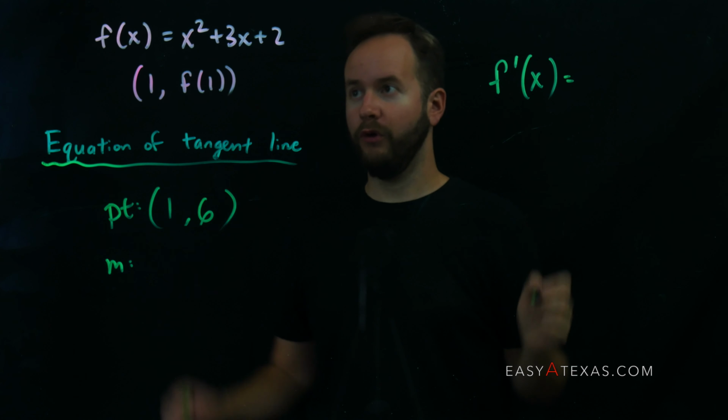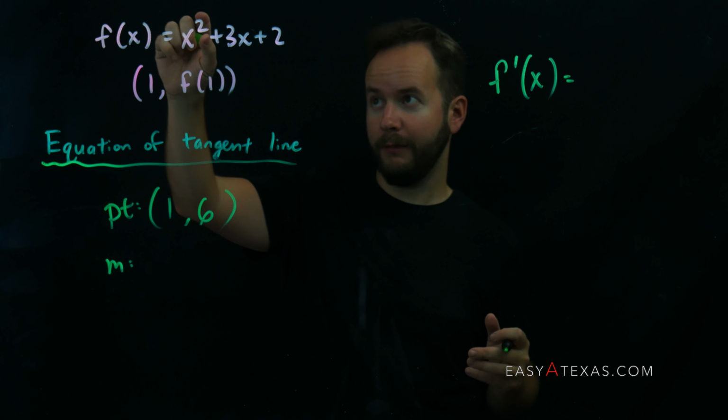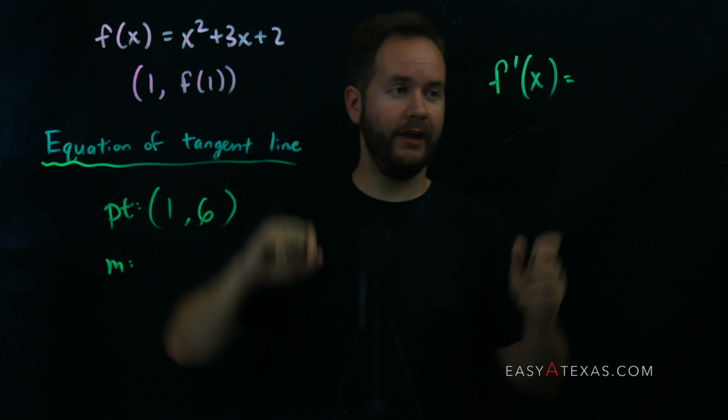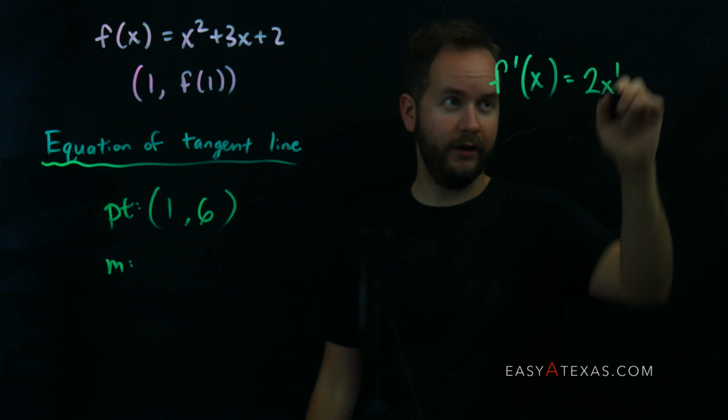Now, how do I do it for a function such as x squared plus 3x plus 2? Well, the way we do it is bring the power down in front and reduce the power by 1. So this 2 is going to come down in front of the x, giving me 2x. And like I said, we reduce the power by 1. So the new power is 1.